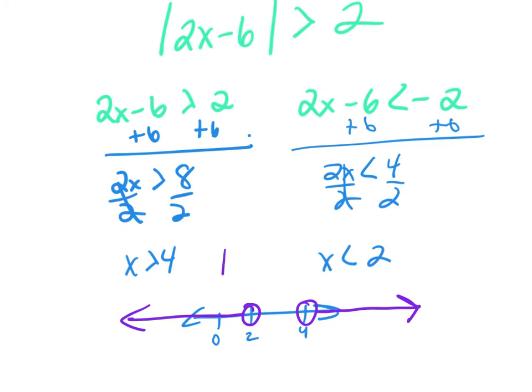So again, guys, if I plug in 0, should my inequality be true if I plug in 0? Did I color over 0? Yes, I did. So it should work. So when I plug in 0 up here, 0 times 2 is just 0. So 0 minus 6. Is the absolute value of negative 6 greater than 2? Yes. So we are correct.